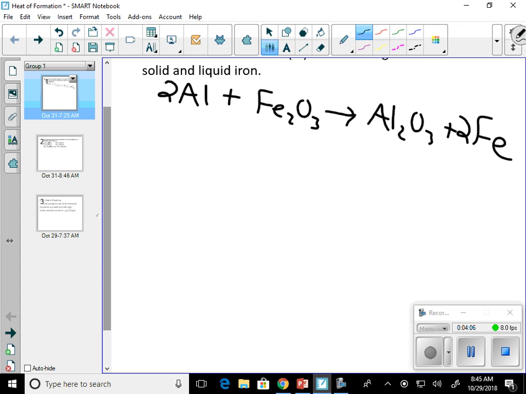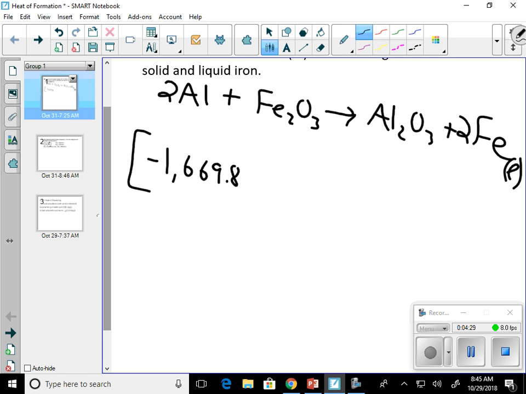I would have to look up the value for the Al2O3. I'd have to look up the value for the iron, liquid version. Maybe I should have included a phase notation for that guy. And subtract the reactant side. So, if I did that, negative 1,669.8, this is kilojoules per mole, plus 2 times 12.40. That is all of my products. Again, this is just a matter of looking it up on your appendix.